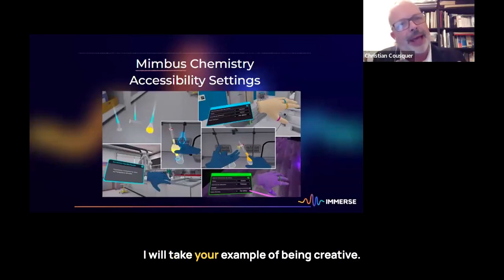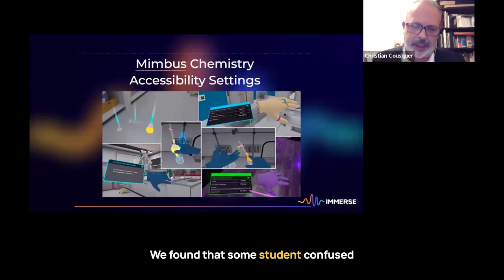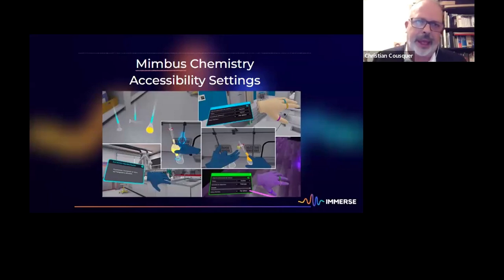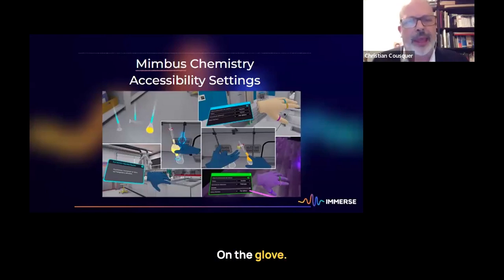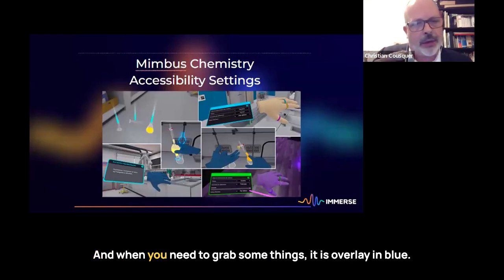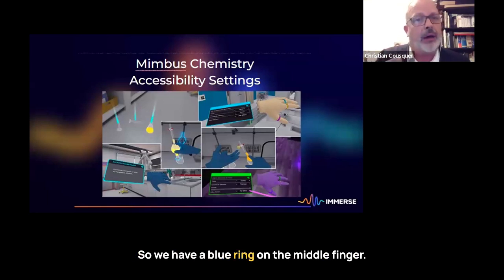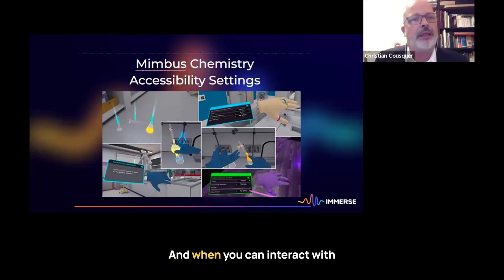Some of the challenge we have is, after testing with students, we found that some students confuse their index finger with their middle finger. And to help them, we have designed magical colored rings on the glove. When you need to grab some things, it is overlaid in blue, so we have a blue ring on the middle finger. And when you can interact with some things, it's overlaid in yellow.